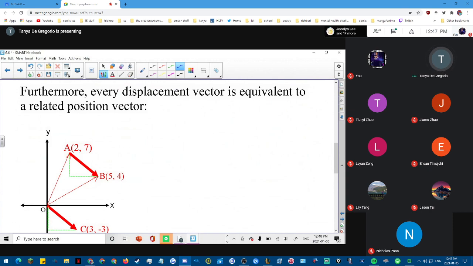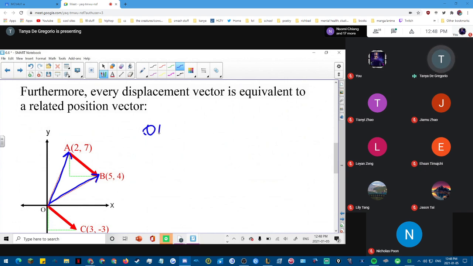Here I have a position vector, OA. Here I have another position vector, OB. Here I have a displacement vector, AB. Well, I want to know what that AB vector was when it was at the origin. There are many different ways to do that. I'm just going to show you an algebraic way to do it.